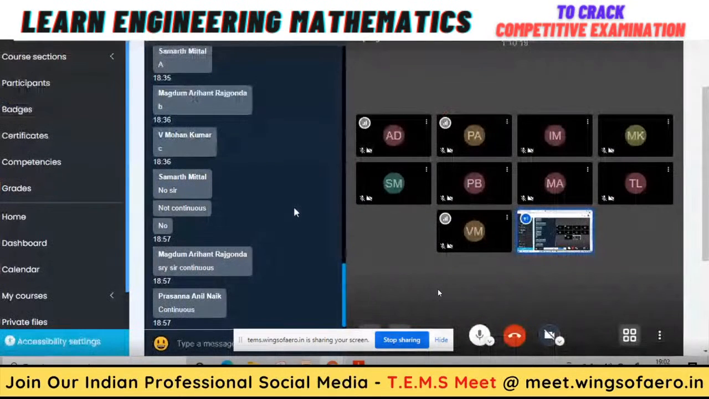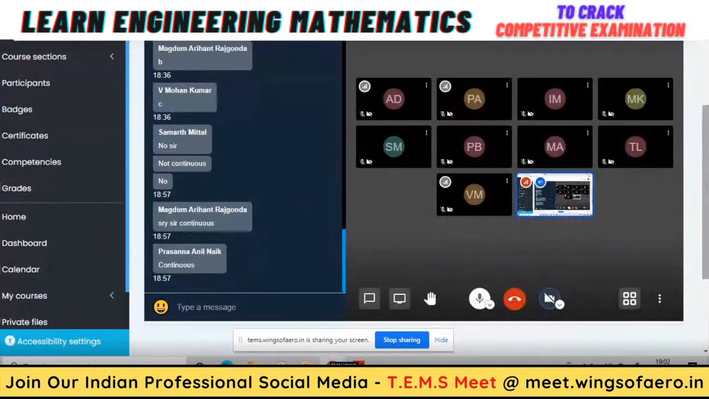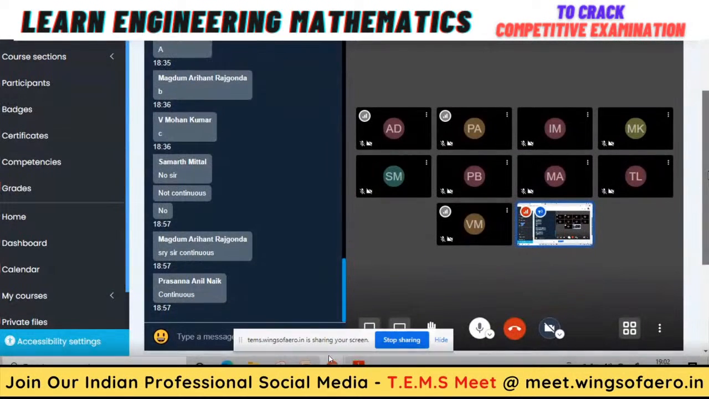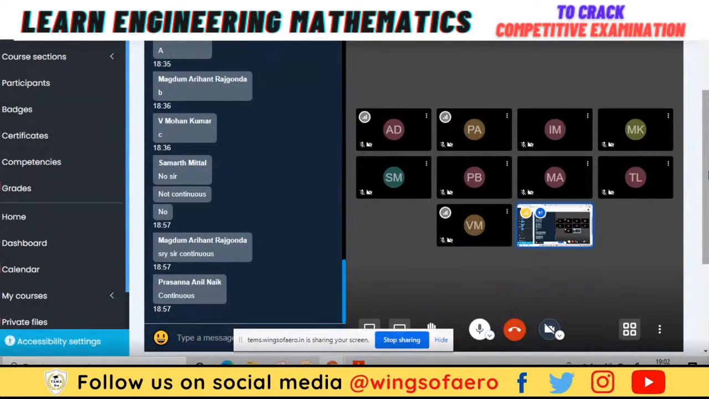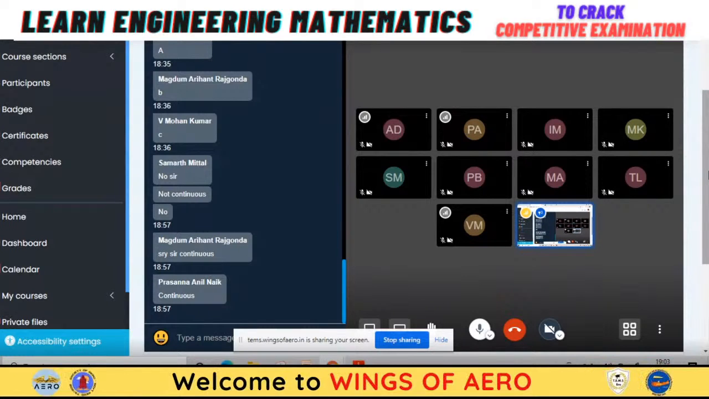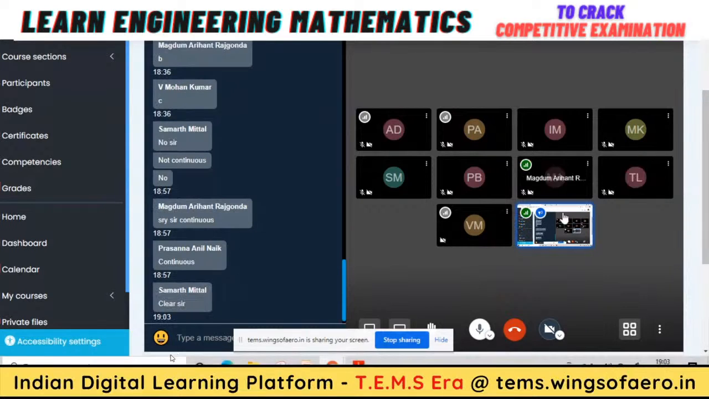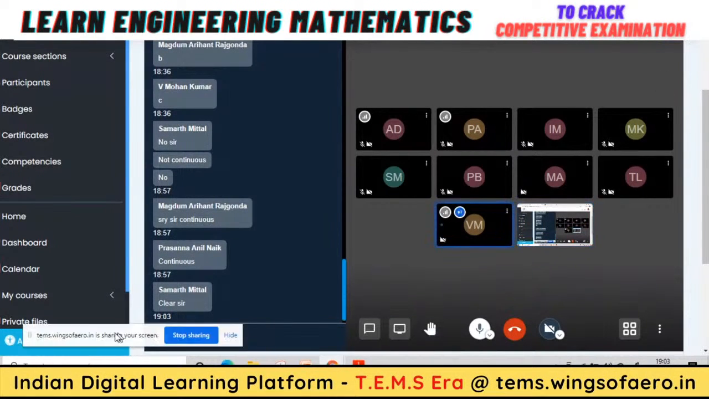Okay? Any doubt? So this is the trick. You don't have to solve it. Just find out the V point, and at that point the function is continuous but not differentiable. Any doubt? No, sir. No, sir.